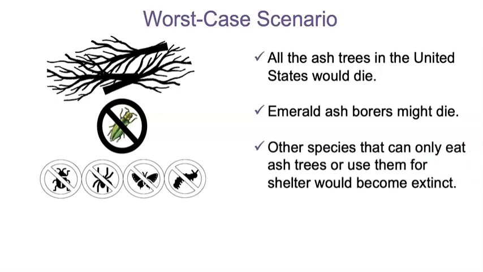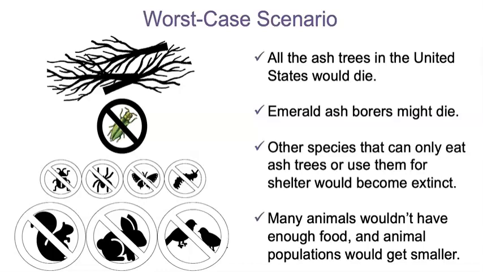Other species that can only eat ash trees or use them for shelter would become extinct. Even organisms that depend partially or indirectly on the ash tree would be affected. Many animals wouldn't have enough food, and animal populations would get smaller.